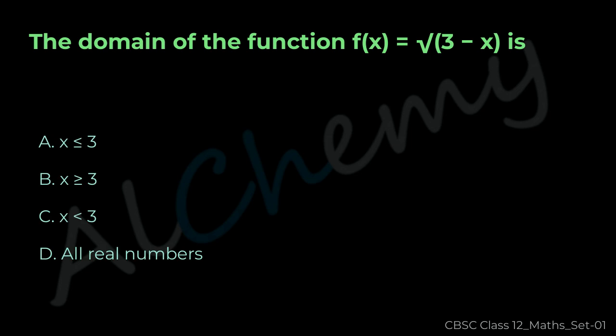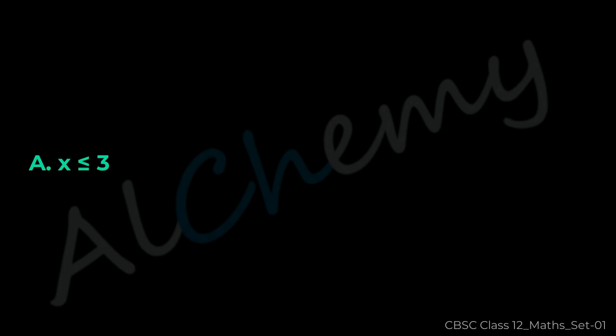A: x less than or equal to 3. B: x greater than or equal to 3. C: x equals 3. D: all real numbers. The correct answer is A, x less than or equal to 3.